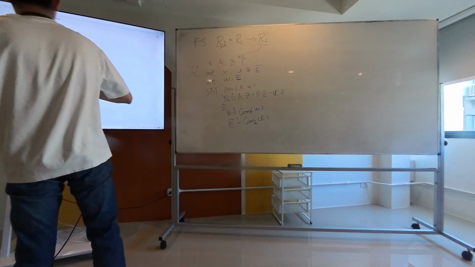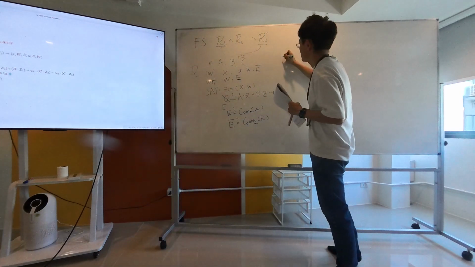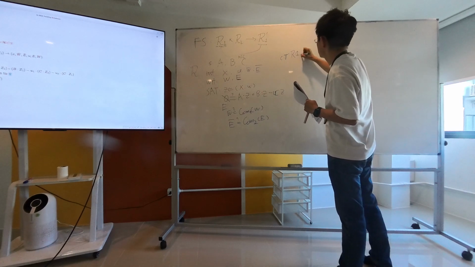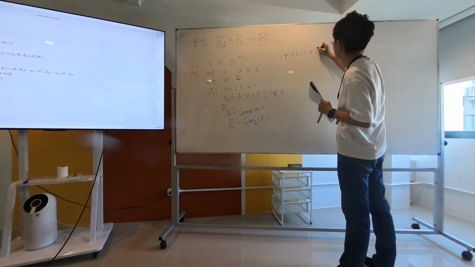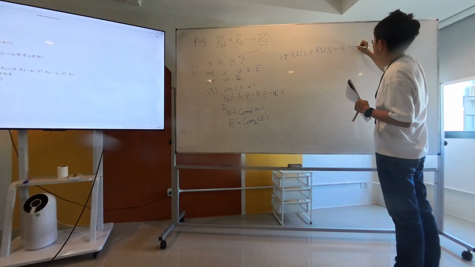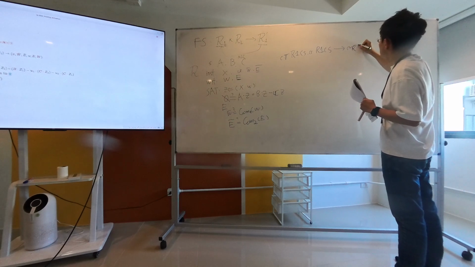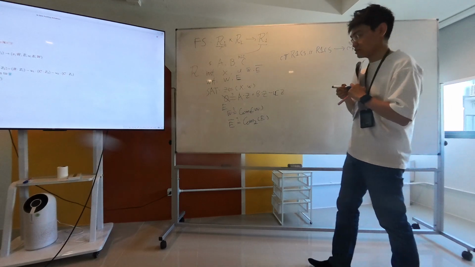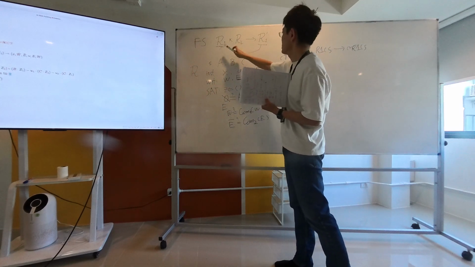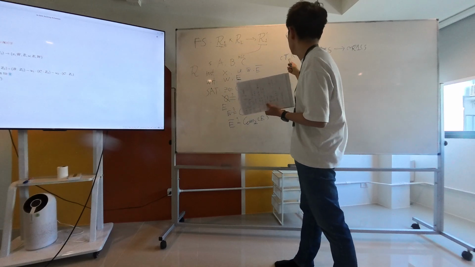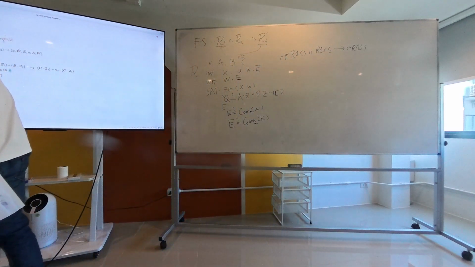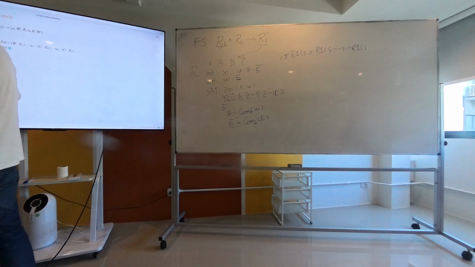The protocol of NOVA is to reduce two committed relaxed R1CS into one committed relaxed R1CS. Yeah, that's the NOVA folding scheme. R1, R2, and R1 prime are all committed relaxed R1CS, and the protocol goes like follows.